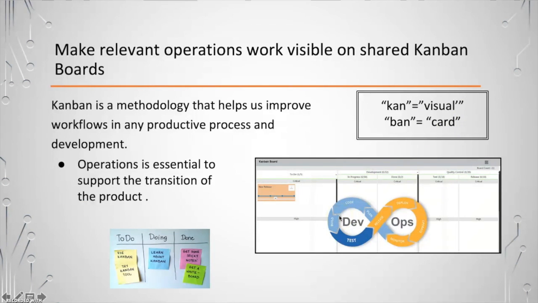Make relevant operations visible on a shared Kanban board. The term Kanban has become part of the Agile methodologies, whose objective is to manage in a general way how the tasks are completed. Kanban is a Japanese word that means a visual card. Kan is visual, ban is card.